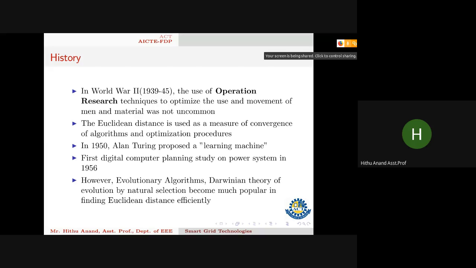Only then did we realize there is a possibility of using digital computers in solving real world problems like power system problems. In 1956, the first digital computer was used for the planning of power system problems. Nowadays we study that if you want to extend a power system, you have to do the load flow studies. That was actually recognized in 1956.